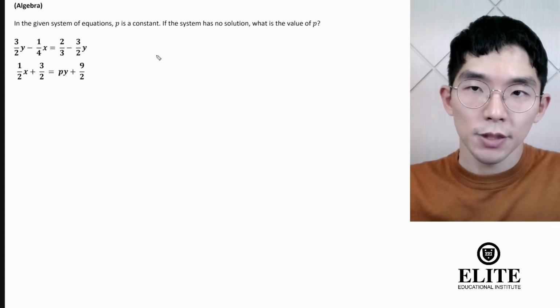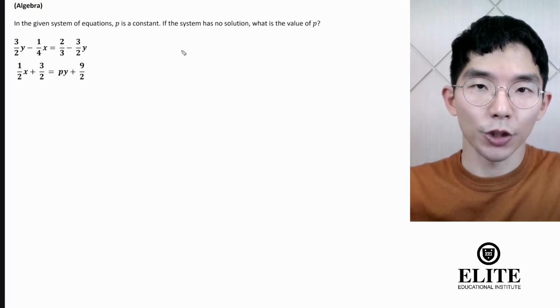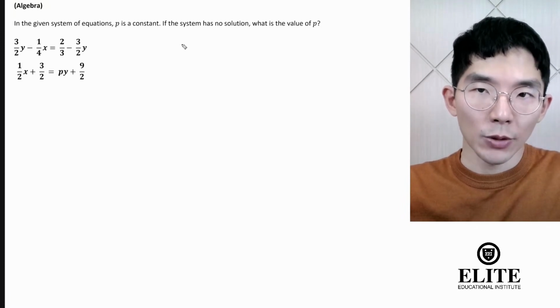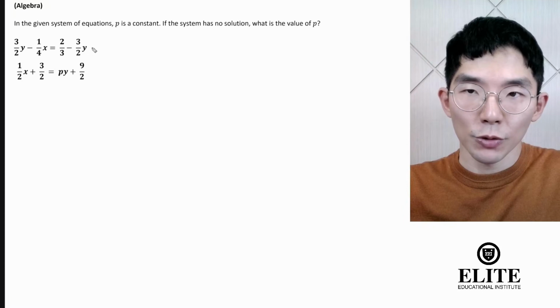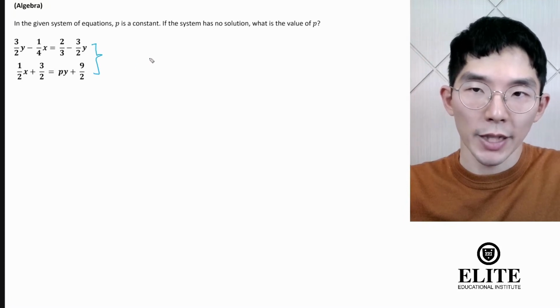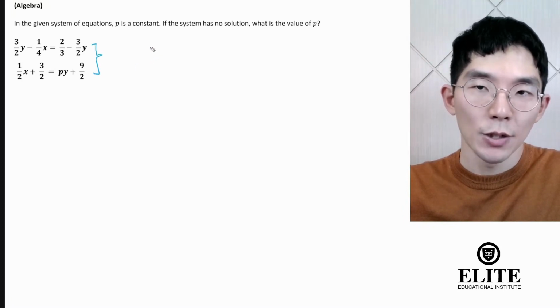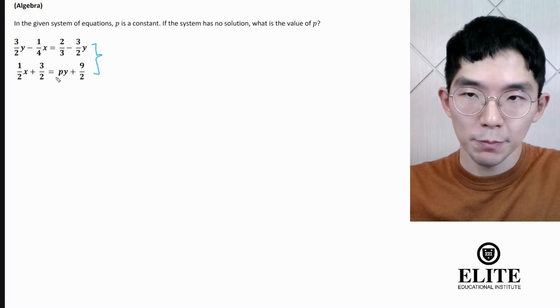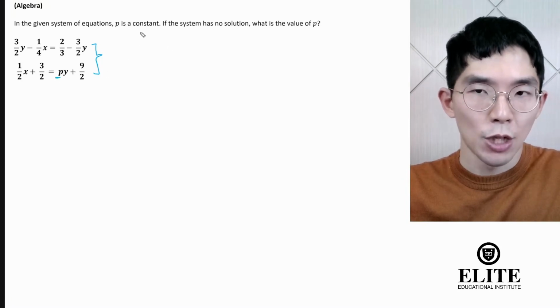In the given system of equations, p is a constant. If the system has no solution, what is the value of p? So now, we're given these two linear equations, and we want to make sure that they have no solution. We want to pick this p so that they have no solution. So what should we do?